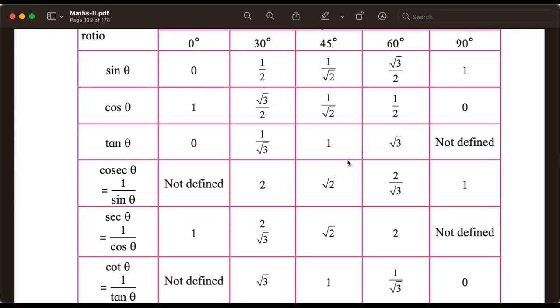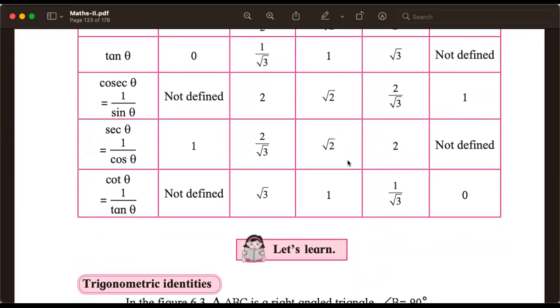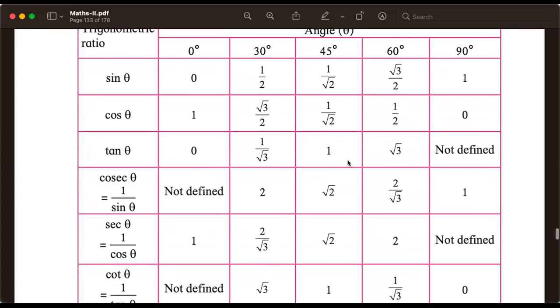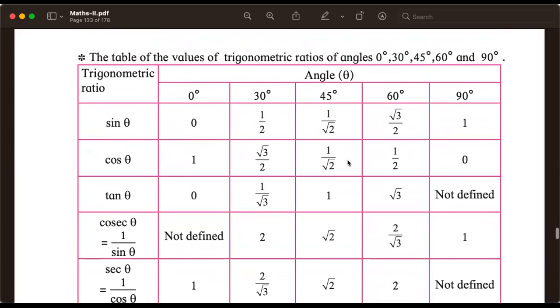Similarly, tan is the ratio of sine and cos. Cosec is inverse of sine, sec is inverse of cos, and cot is inverse of tan. So we don't need to remember everything. First 2 rows and first 3 columns, they are enough. And in many cases, if we have any angle other than 0, 30, 45, 60, 90, the value of the trigonometric ratio for that particular angle will be given in the question. We don't need to remember.